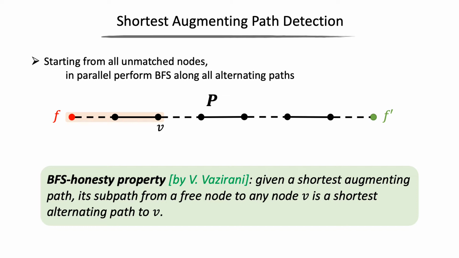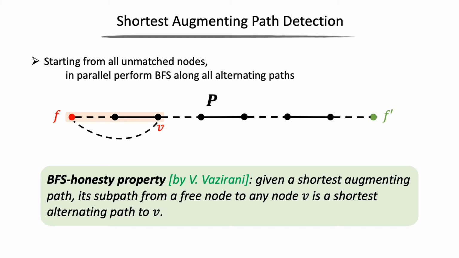The property says that, considering the shortest augmenting path P connecting two free nodes f and f', the subpath of P from f to any node v is also the shortest alternating path from f to v. Therefore, since every node learns the length of its shortest alternating path by performing the token dissemination that we already discussed, it actually becomes aware of the length of the corresponding subpath of P, and therefore it can cooperate in detecting the path. However, this property does not necessarily hold in general graphs.